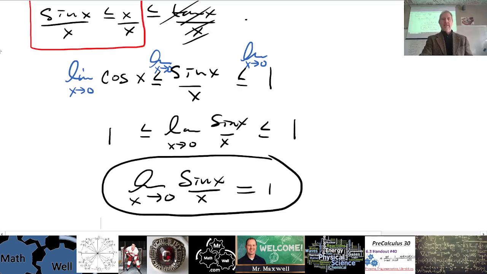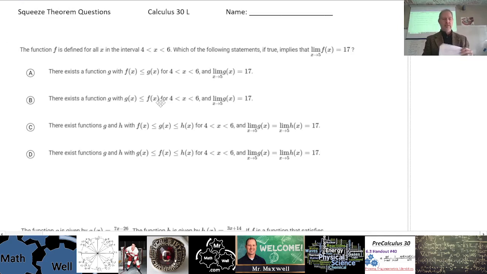Okay, let's get to the question here. You have a handout with some questions on it, so let's change gears a bit. Let's do some AP style questions. So this first one, let's call this question number 1. It says, the function f is defined for all x in the interval 4 to 6. So x is between 4 and 6.